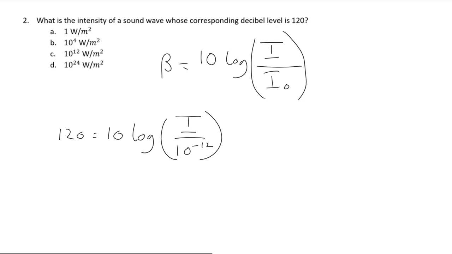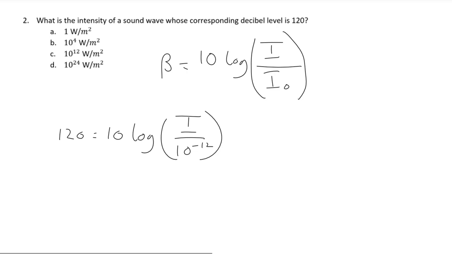The first thing we can naturally do is divide both sides by 10 to get rid of that 10 on the right hand side. Doing so reduces the 120 to 12 and gets rid of the 10 on the right. Therefore, we are left with 12 is equal to log I over 10 to the minus 12. To get rid of the log, I'm going to take 10 to the power of each side. Taking 10 to the power of a log is going to get rid of that log.